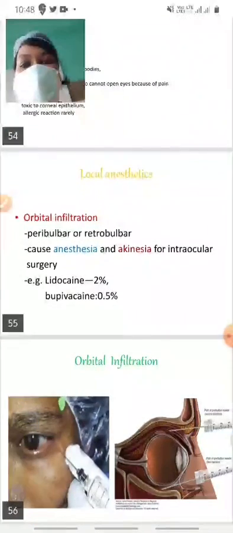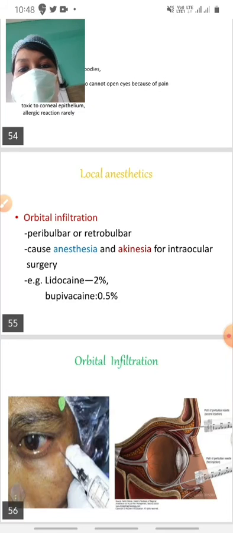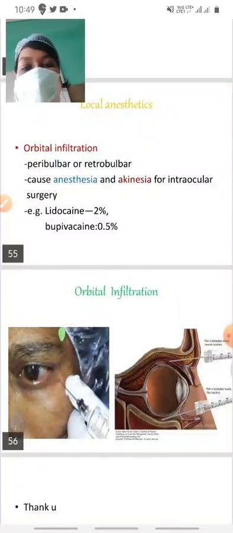Now the local anesthesia given in the injection form, the most common is the peribulbar block that we give in the OTs during cataract surgery, mainly small incision cataract surgery. So the main goal is to achieve anesthesia, meaning the patient shouldn't feel any pain, and akinesia, that is the patient shouldn't be able to move his or her eye during the intraocular surgery. So the drugs given are lidocaine 2% and bupivacaine 0.5%.